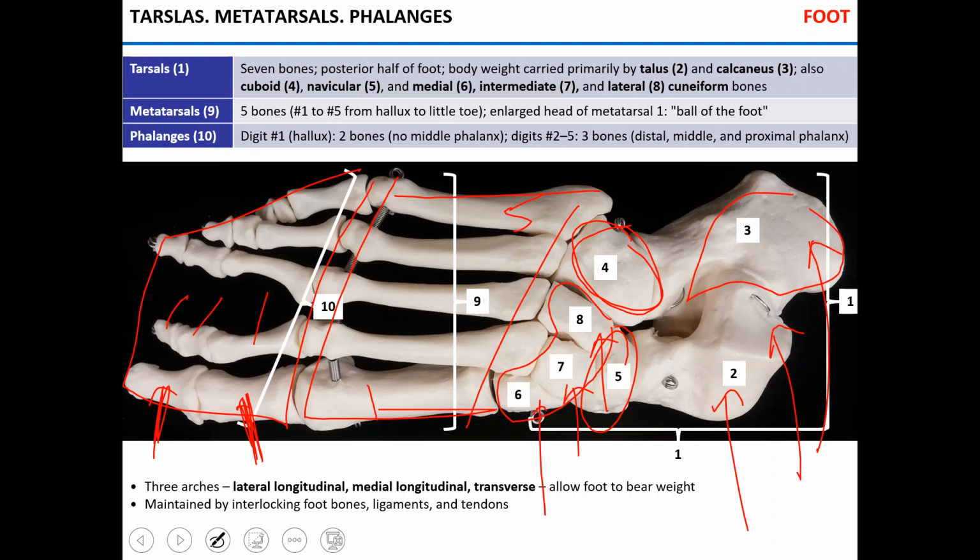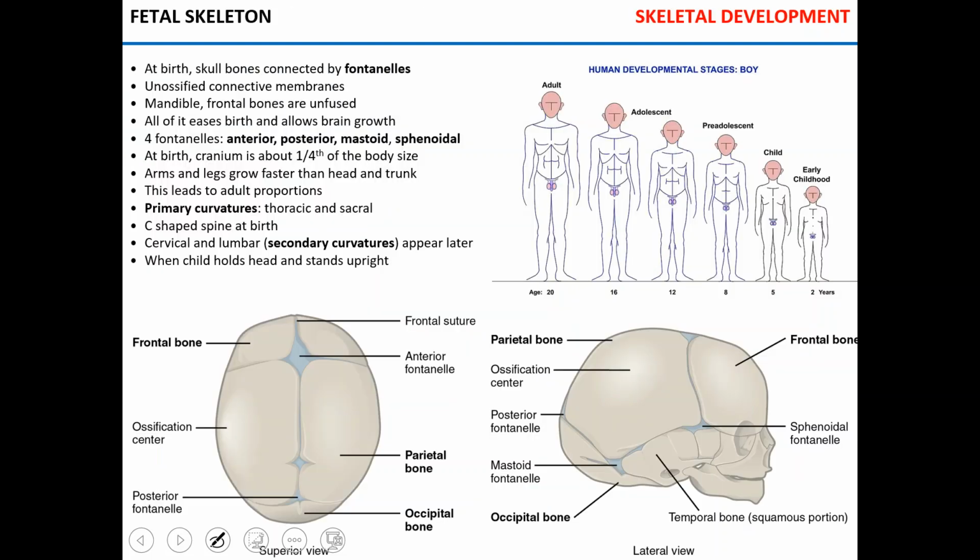Now, there are 3 arches in the foot. Lateral and medial longitudinal arches that run like this, and the transverse arch. It's actually at the bottom, but that allows the foot to better maintain and bear weight. Again, they work like a spring, sort of like a coil. And these arches are maintained by ligaments, tendons, and foot bones.